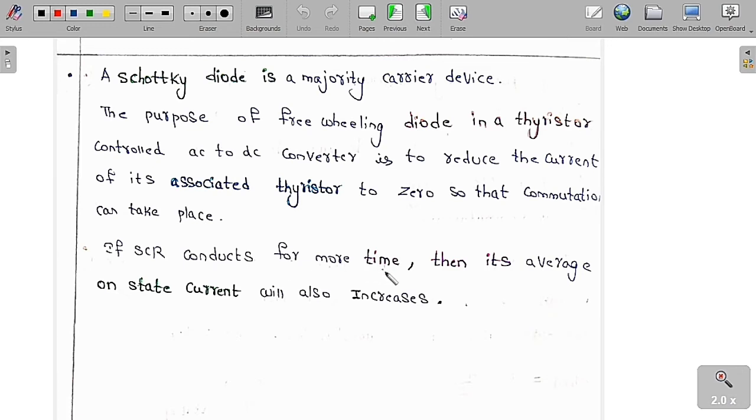If an SCR conducts for more time, then its average on-state current will also increase. Suppose it is conducting for more time, it means its average on-state current will also increase.